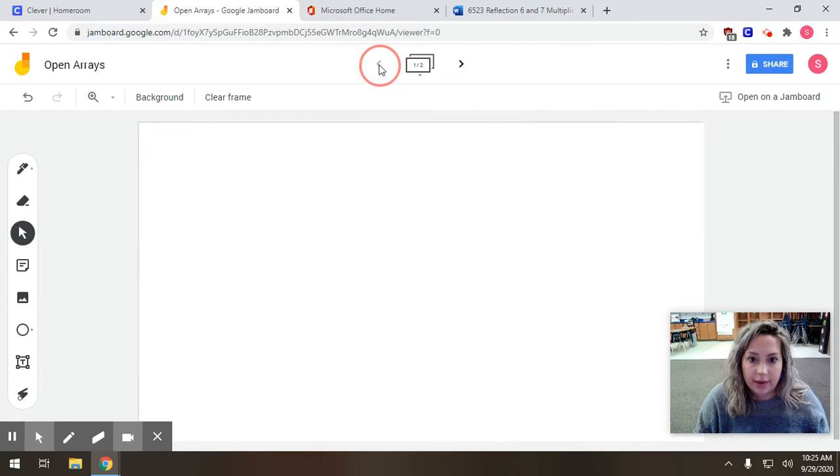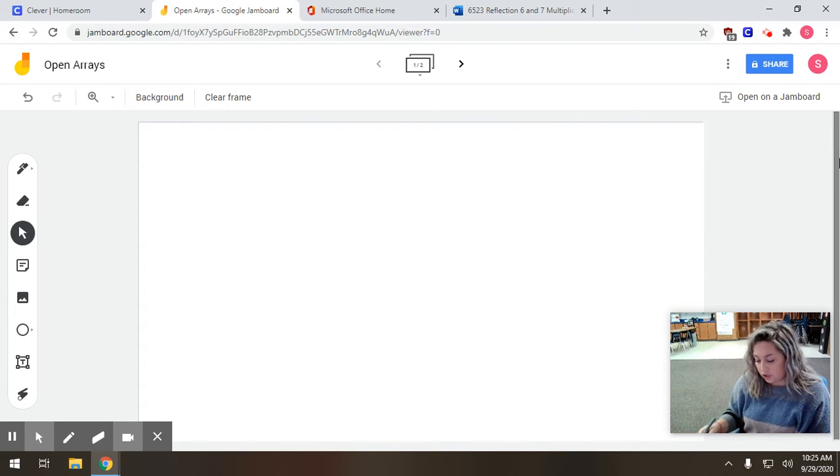Hello, today we are going to be talking about open arrays with multiplication and division. So I'm going to work out on the board for you a multiplication problem using an open array and a division problem using an open array. So I'm going to walk to the board. Whatever I'm writing down, I need you to write down on your paper as well.